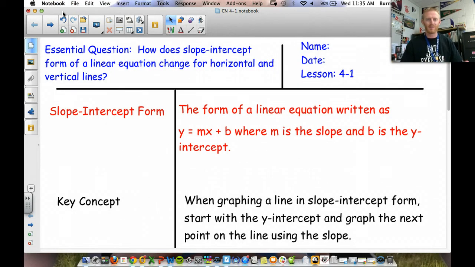We're talking about slope-intercept form for Lesson 1 of Chapter 4. And it's super important, so let's make sure that you keep up. Pause if you need to. We're going to go through this fairly quickly.